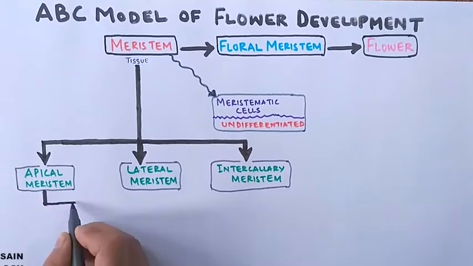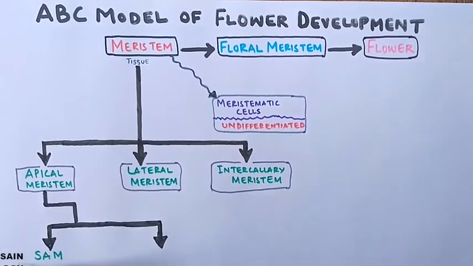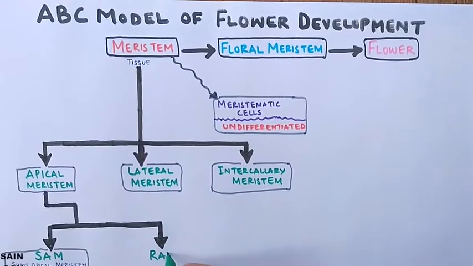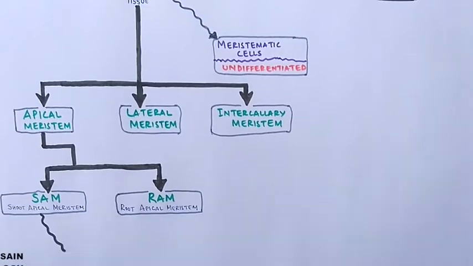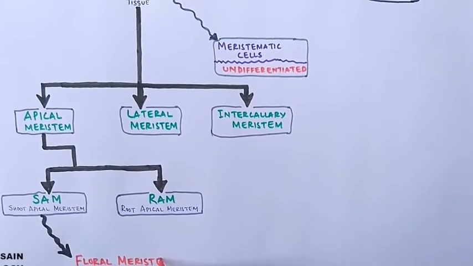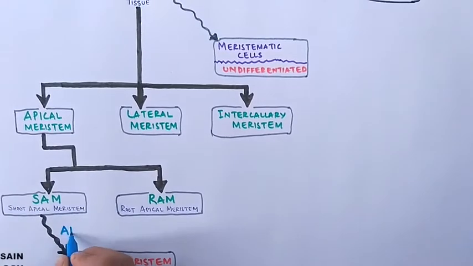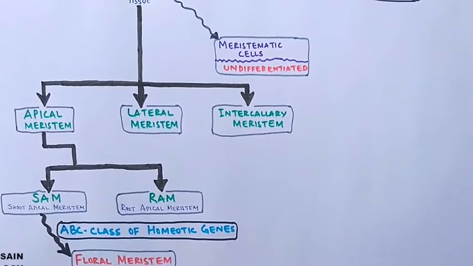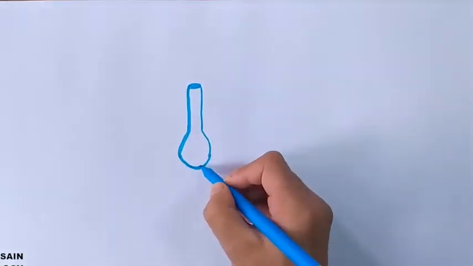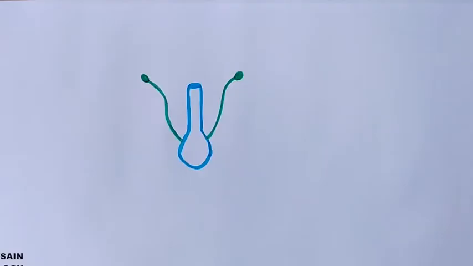Furthermore, this apical meristem differentiates into SAM, that's shoot apical meristem, and RAM, that's root apical meristem. And it's from this shoot apical meristem which gives rise to floral meristem. And we see here, it is the ABC class of homeotic genes which kicks in and transforms the shoot apical meristem into floral meristem. Now let's try to understand the flower development through diagrams.